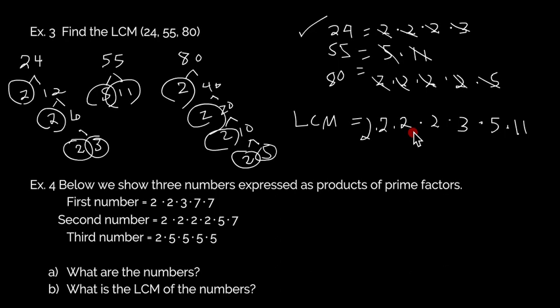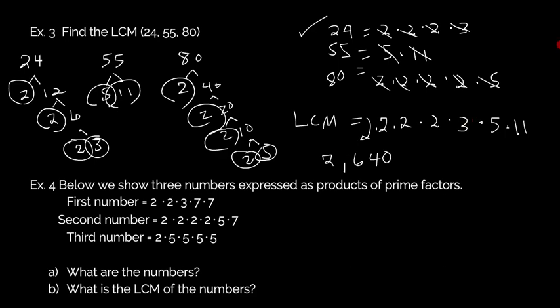If we multiply those all together, it's going to be a really big number. It's going to be 2,640. So what we know about this number that we just made is that it's the smallest number that 24 will go into evenly, 55 will go into evenly, and 80 will go into evenly.